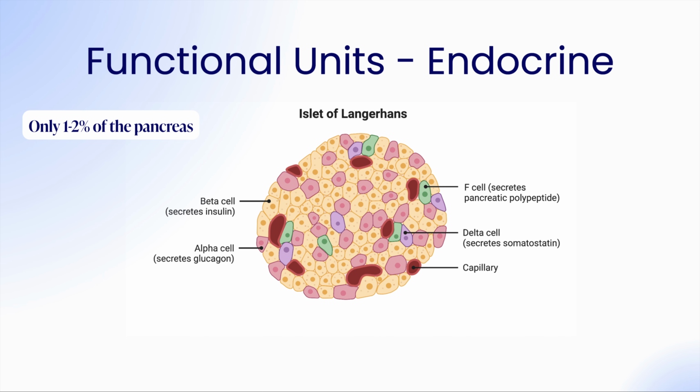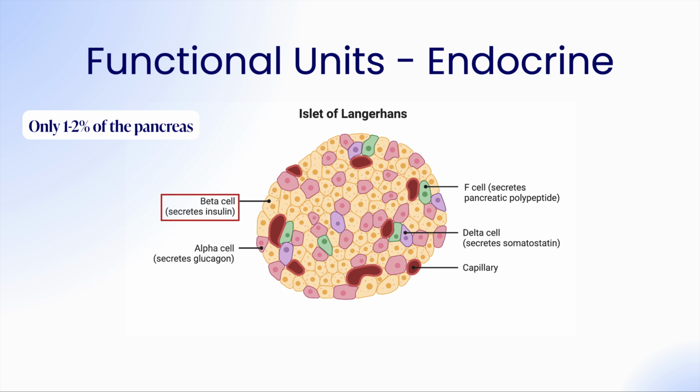And remember how I mentioned that the pancreas actually has two functions? So this is the functional unit for the endocrine function. The islets of Langerhans are basically clusters of endocrine cells. Endocrine cells are cells that release hormones within the body, within the pancreas, that are crucial for regulating blood sugar.